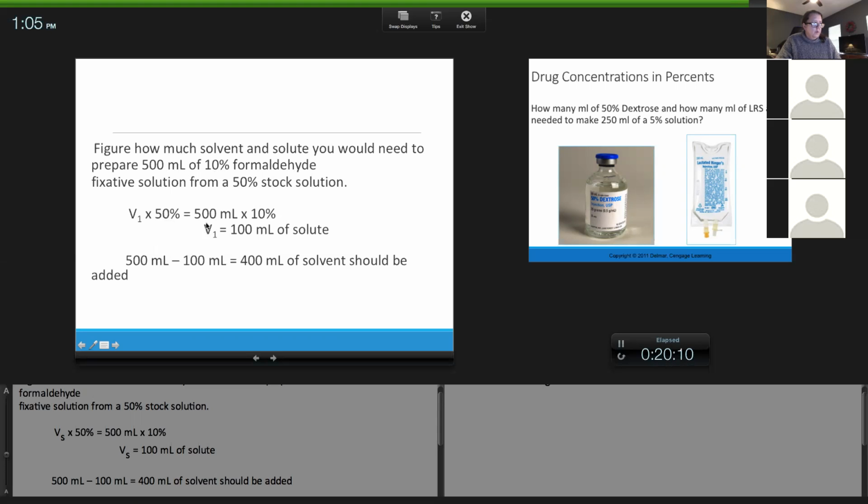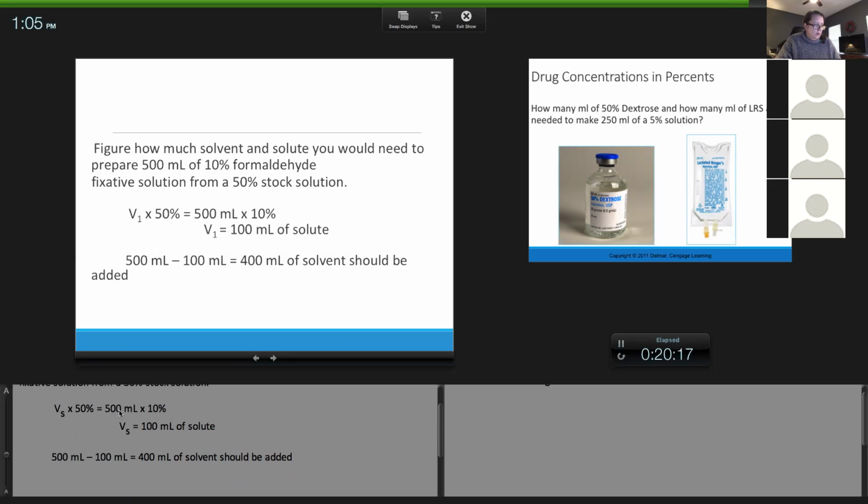So we do 500 mils times 10%, and below here you get 100 mils of the solute is the volume that we have. If you want to end with 500 mils, remember I said you don't want to go over the volume, so we would subtract 100 mils and add 400 mils of a solvent to make this final solution.